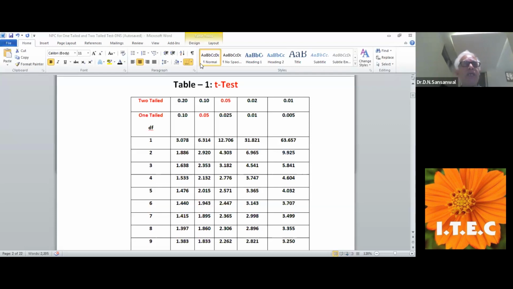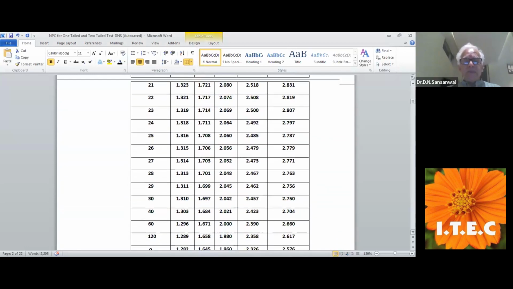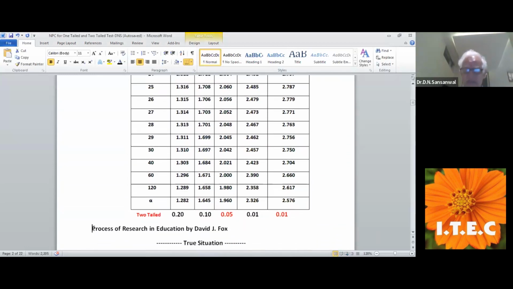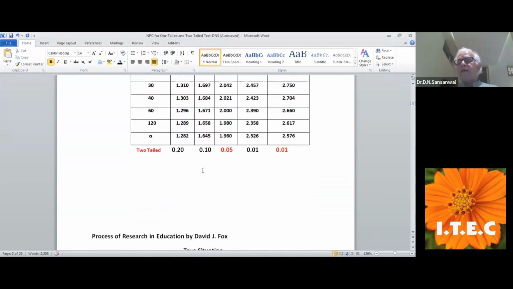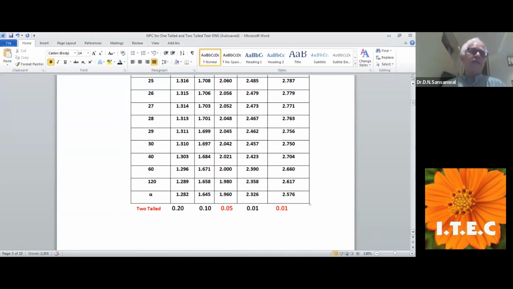So Jyoti, now I'm explaining to you how to read it. You should know that whether you have written the null hypothesis or the directional hypothesis, in the null hypothesis you have to use the two-tail test, and in the directional hypothesis you have to use the one-tail test.